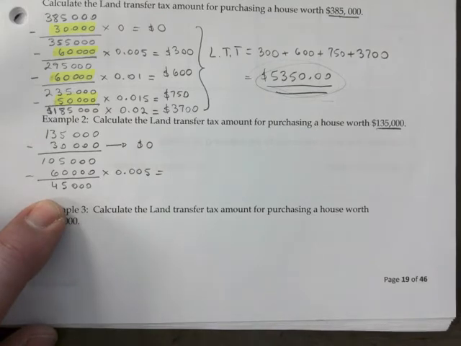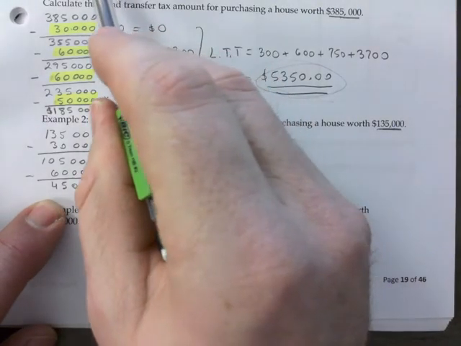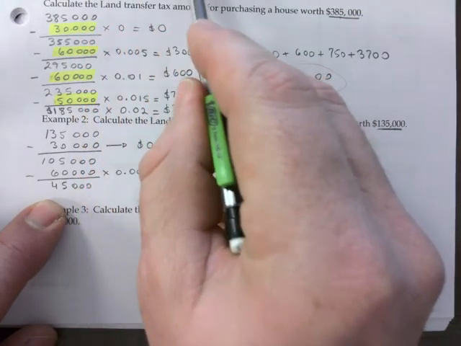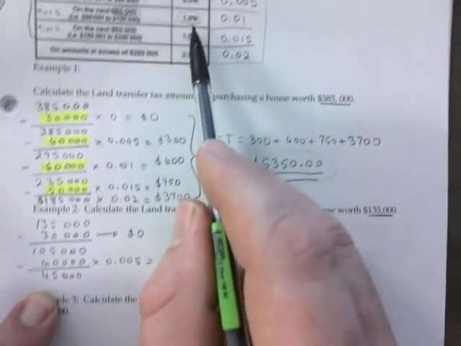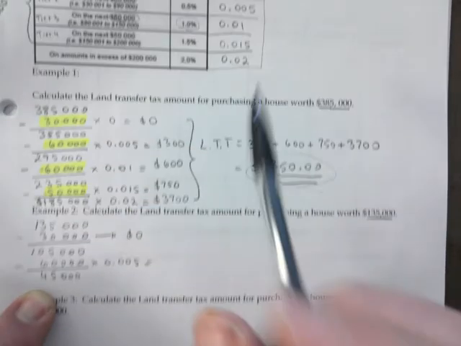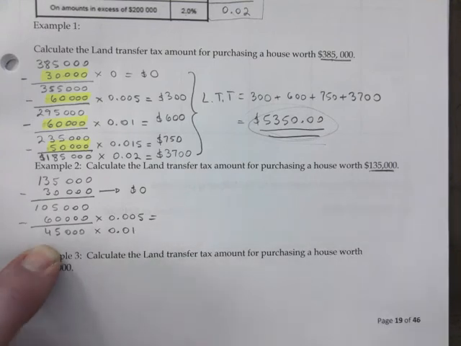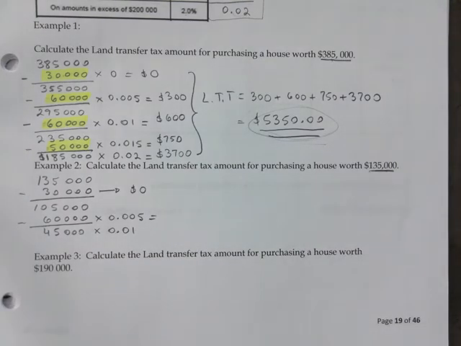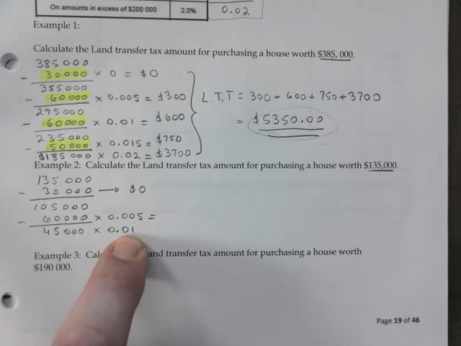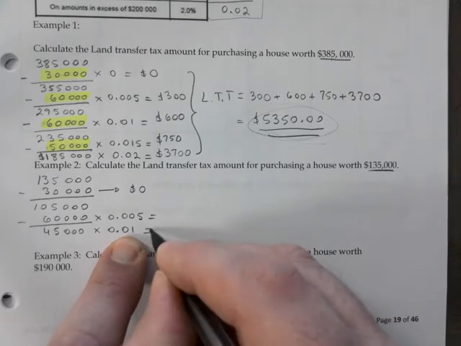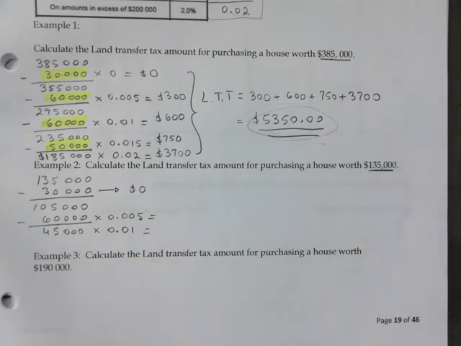Can you subtract 60,000 from 45,000? You cannot. So you stop and you just say, what would tier 3 have been? 1%, right? Look up there. Tier 3 is 1%, right? So you just quit and just take that and multiply it by whatever that tier is taxed. In this case, 1%. And that's where the story ends. Like, you don't keep going. Once you can't subtract anymore, you stop, right?